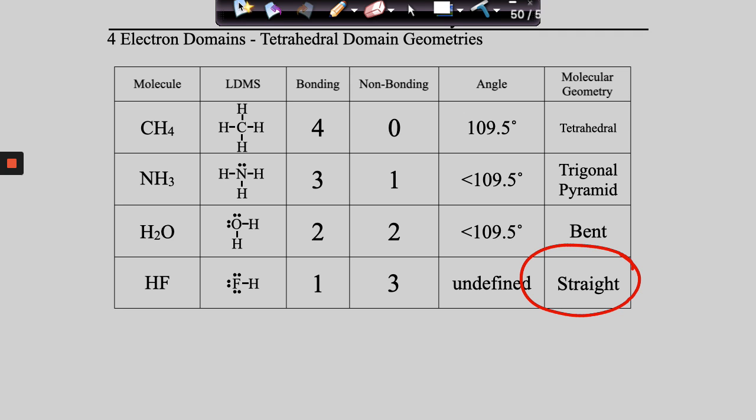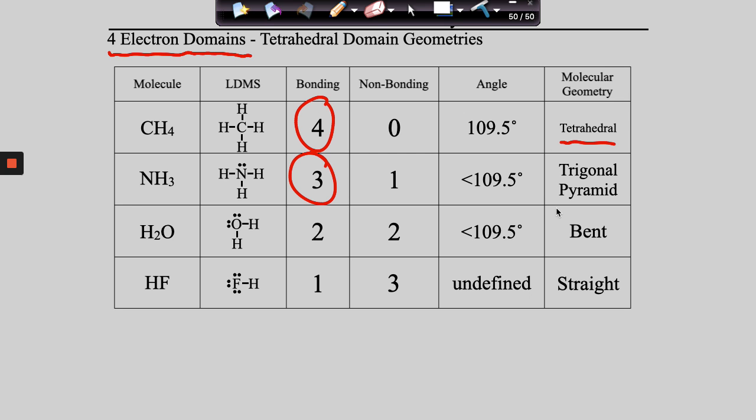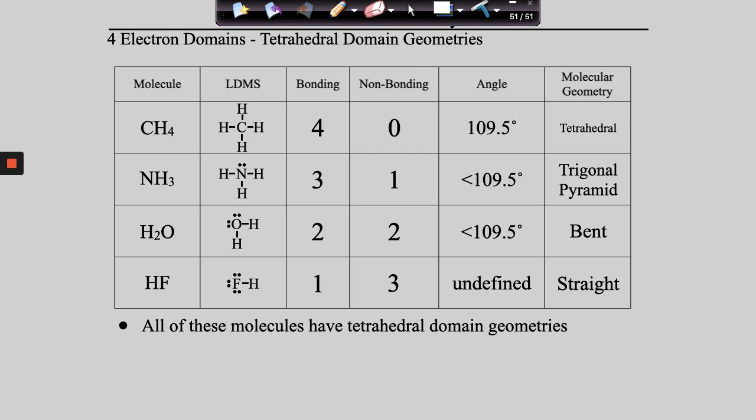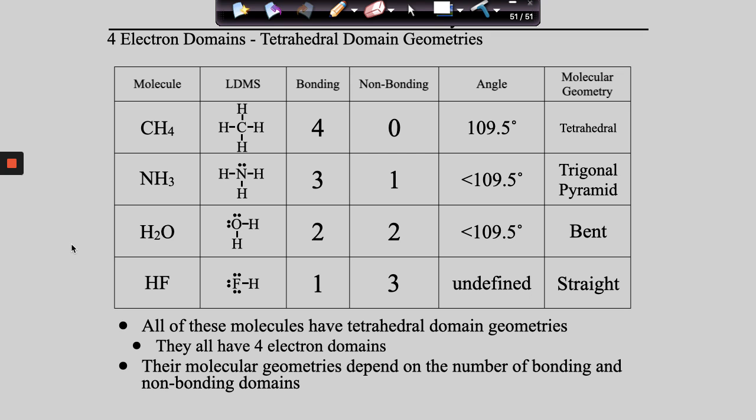Okay, so let's review. What we've got here is molecules that have 4 electron domains. If all 4 are bonding, that's tetrahedral. If 3 are bonding, trigonal pyramid. If 2 are bonding, bent. And if 1 is bonding, we call that straight. So again, guys, the idea here is, and you don't need to write this down, but in summary, all of these have tetrahedral domain geometries because they all have 4 domains, but their molecular geometries depend on the number of bonding and non-bonding domains.